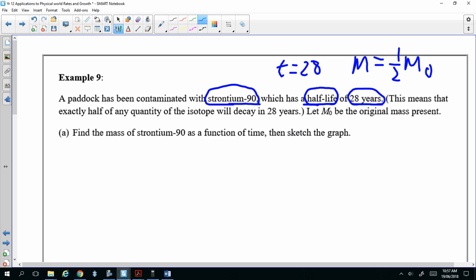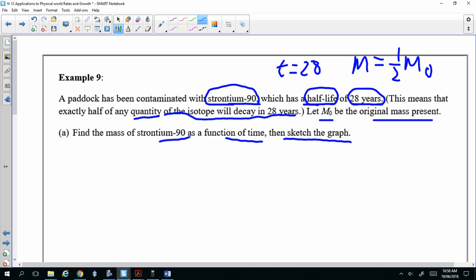Let M0 be the original mass present. Find the mass of strontium-90 as a function of time, then sketch the graph. Okay, so what we do is, first we write down M equal to M0 e to the power of kt.